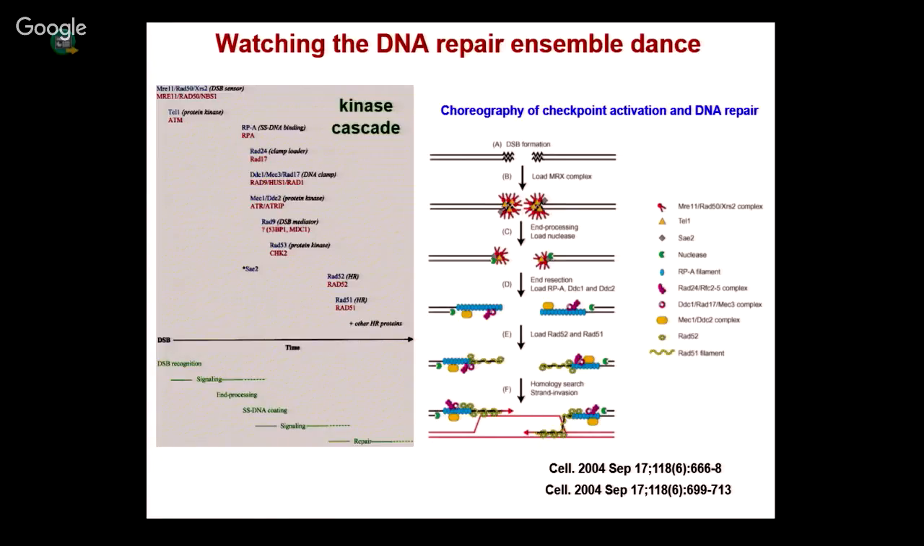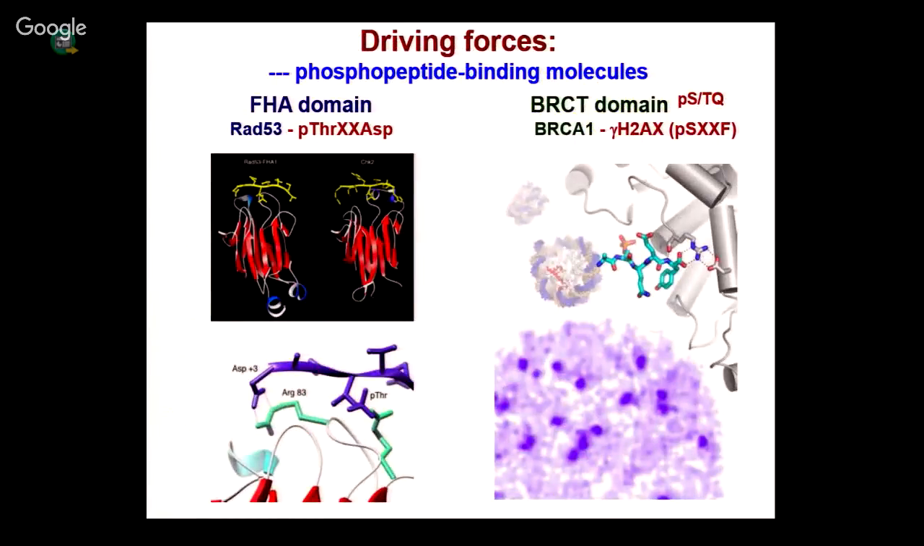So you can actually draw out a pathway with the cascade and timing, and then you can put everything together into the pathway. If you are interested, you can look into the Cell paper from 2004. They used a model organism and also human to play out the whole play, and you can watch them dance in this. The driving force is phosphorylation, as I mentioned to you.